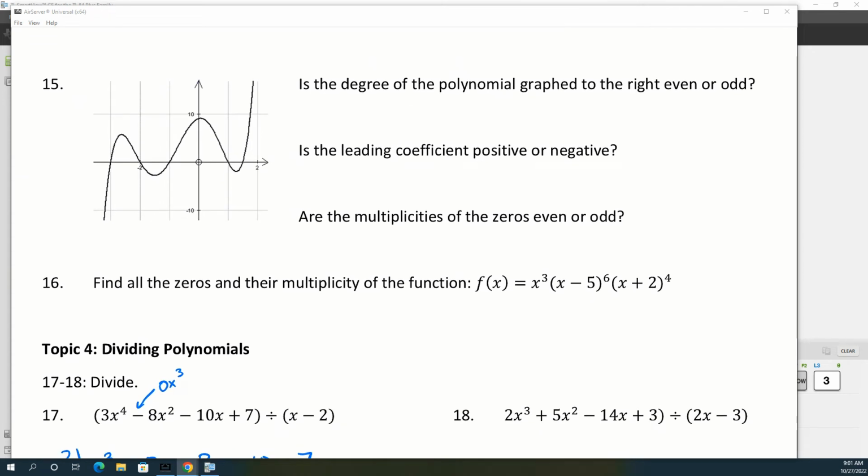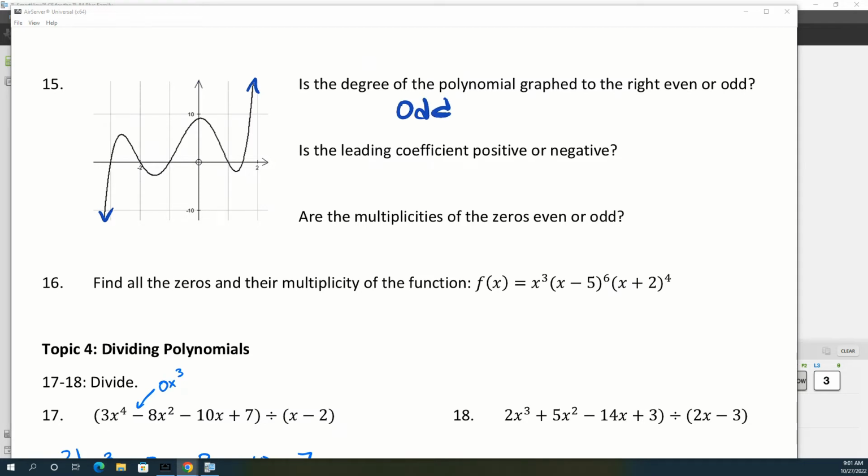Okay. So 15 is all about end behavior, or what's happening at the ends of the graphs, or the leading coefficient test. So we want to know on 15 if the degree of this polynomial is even or odd. You look at the ends, that's all that matters for this question. If they're pointing in opposite directions, what would you say? Odd. Even points in the same direction, odd points in opposite directions.